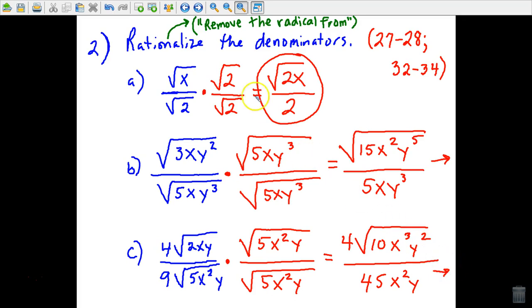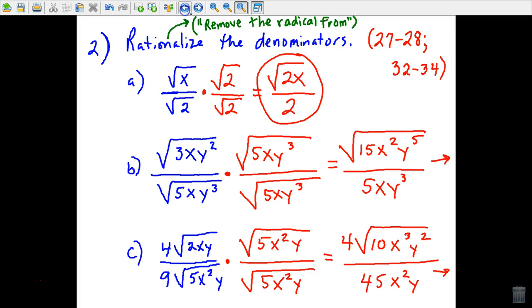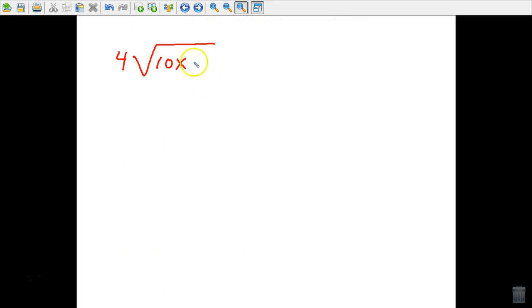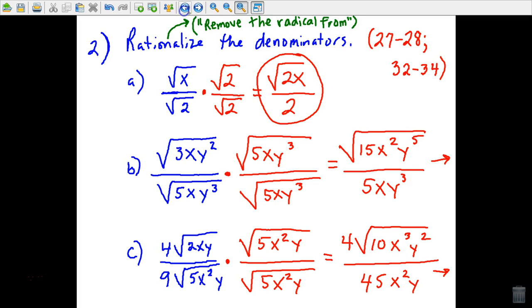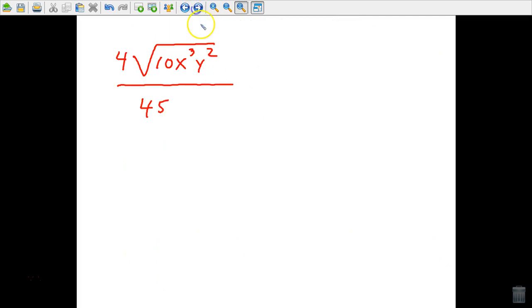Okay, I think I'll go to another screen again. So 4 times the square root of 10x cubed y squared divided by 45x squared y. Okay, now let's see if we can simplify radicals.